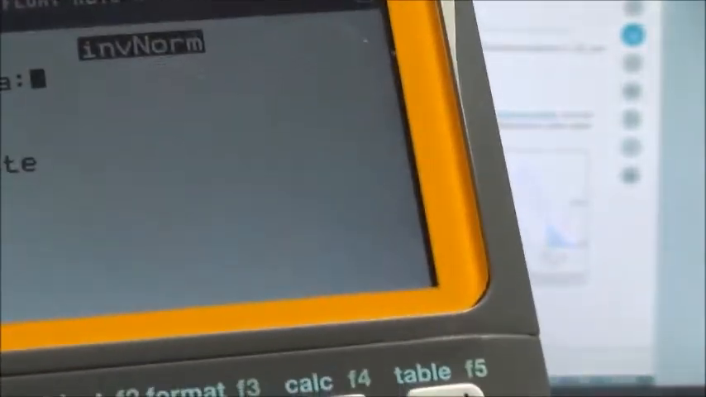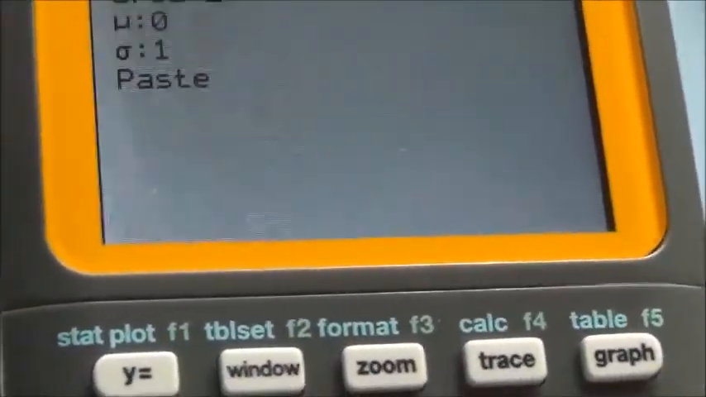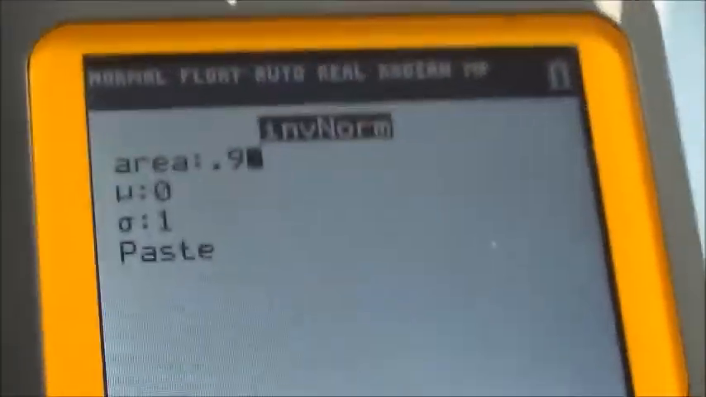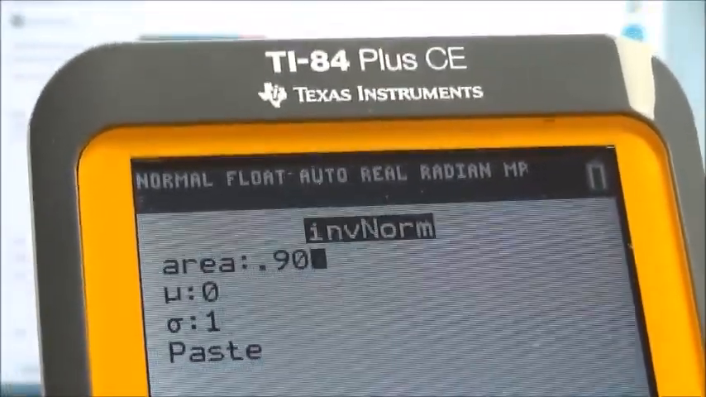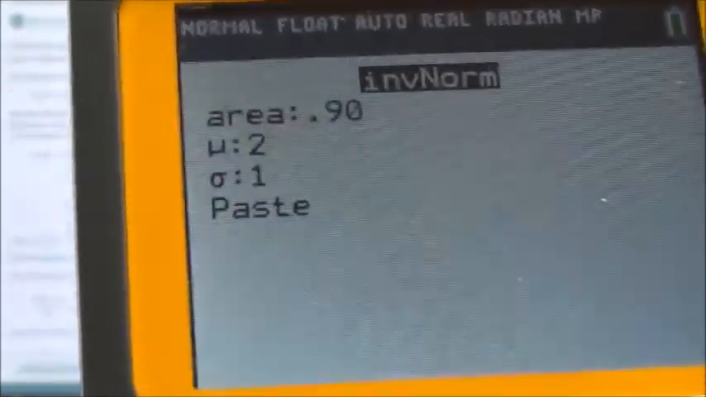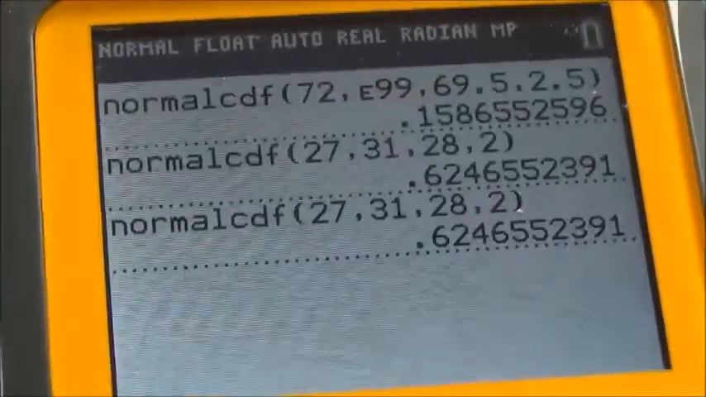So the area under that, I'm doing the 90th percentile. So I'm going from the 90th percentile down. So 0.90 is my percentage or my area. My mean is 200, so I'm going to put 200 in there for the mean. My standard deviation is 20. I'm going to paste that in.